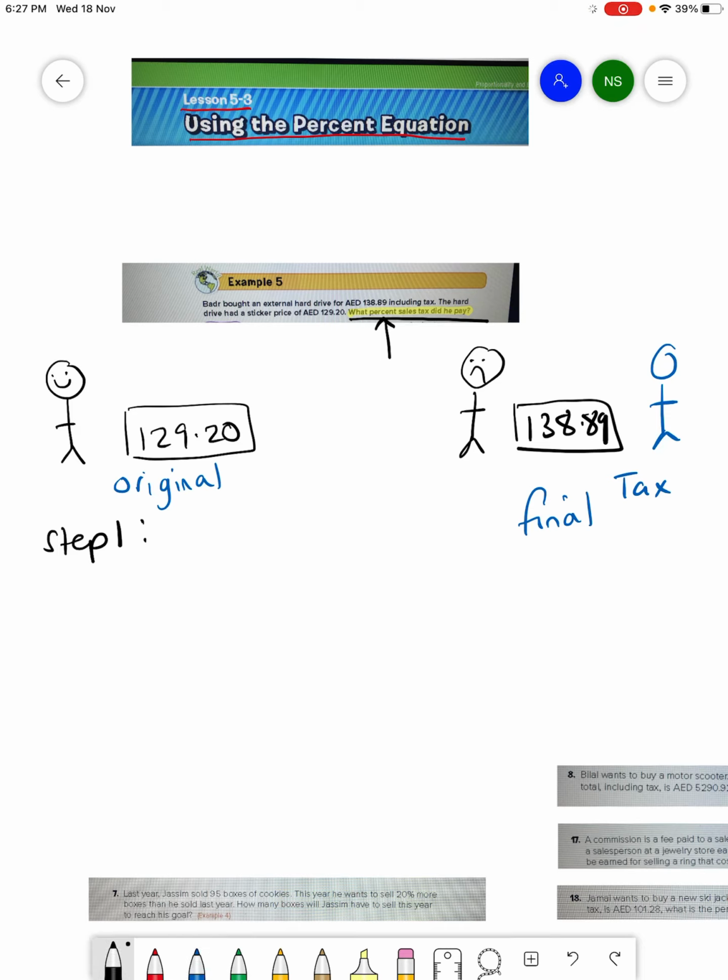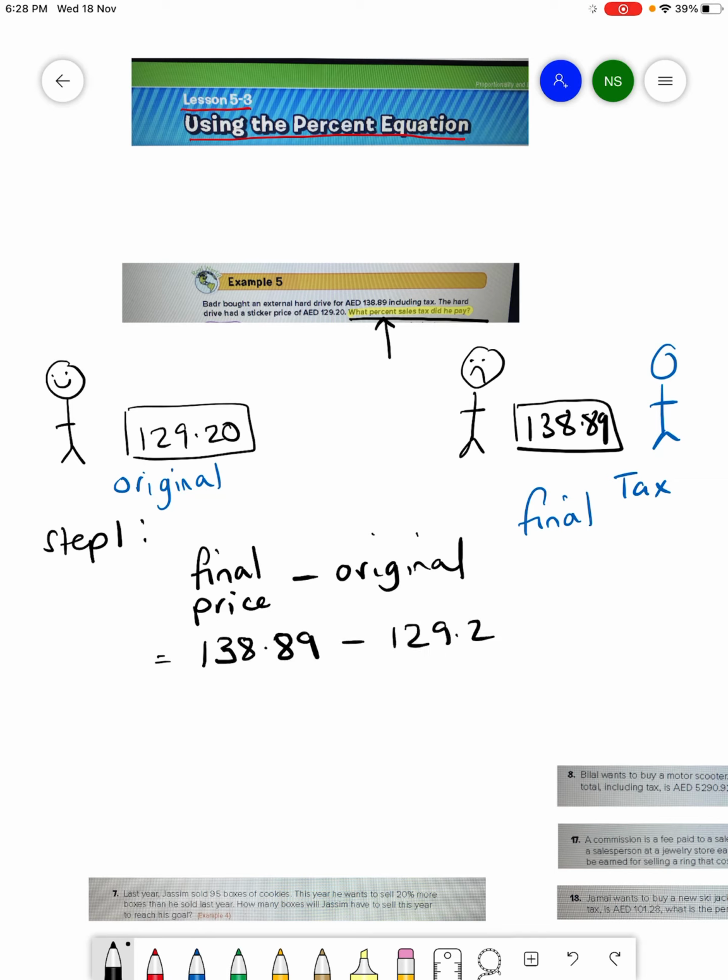It doesn't matter. Always, final price minus original price. Always do it in that order. It doesn't matter if your number is positive or negative. So 138.89 subtract 129.90, you're going to get 9.69. So that was the extra amount of money that Badr had to pay, and he's not happy about that. Look at his face.